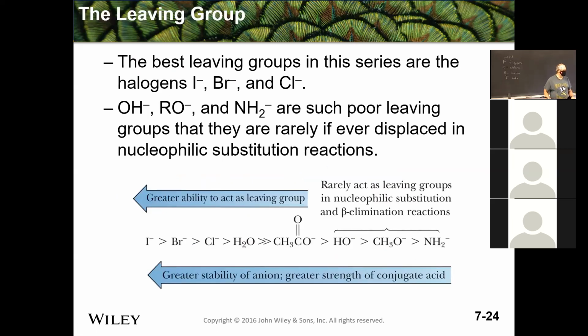The leaving group makes a difference in both types of mechanisms. The best leaving groups, at least in this chapter, are halides: iodide, bromide, and chloride. Fluoride is actually not a very good leaving group because the carbon-fluorine bond is very strong. Strong bases, like OH minus, RO minus, and NH2 minus, are such poor leaving groups that they are rarely, if ever, displaced in nucleophilic substitution reactions.